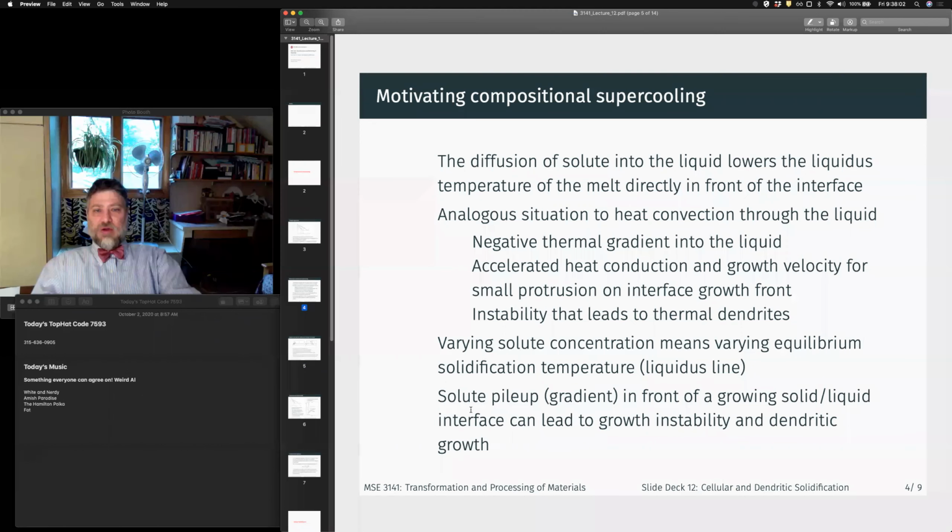Did someone have a question? I have a question. Yeah, go ahead. What do you mean unstable? So it's not going to stay planar. It's going to grow as a dendrite.